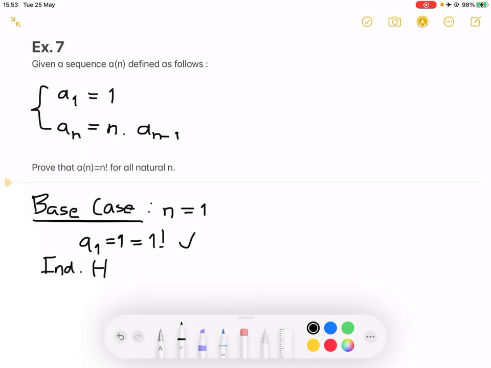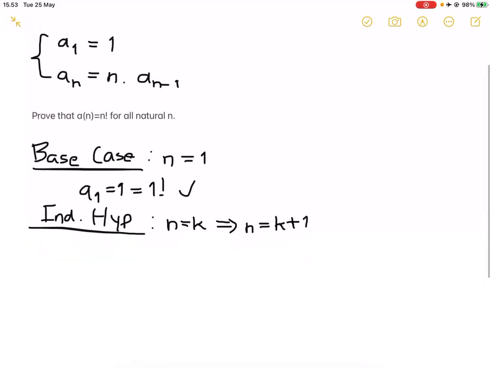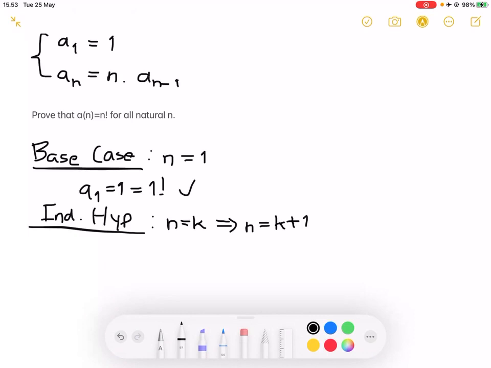Now for the induction hypothesis, we can suppose this is true for some n equals k value, and then we need to prove this also applies for n is equal to k plus 1. Alright, so let's just write our definition in terms of k plus 1 here. So we have a of k plus 1 is actually equal to, well, we suppose that a of n is equal to n factorial, so we can suppose this to be k plus 1 factorial.